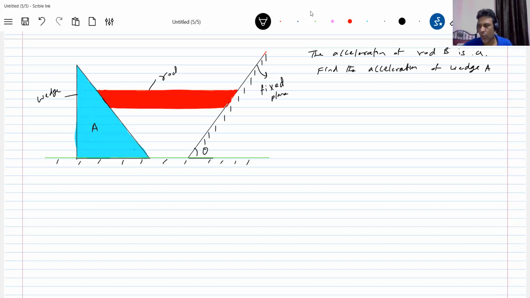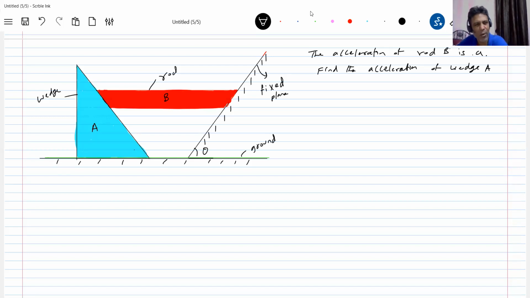Acceleration of the rod B. There's a rod B. Okay, how will the wedge move? Towards left, sir. Okay, good. The wedge will move towards left. So we are very sure that the wedge will move towards left. Then it's saying acceleration of the rod B is A.